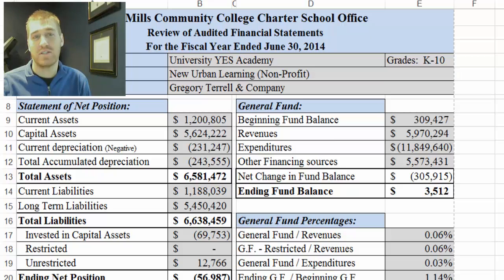So this sheet is a review of the audited financial statements. It essentially takes the audit that's 40, 50 pages and summarizes it into 4 or 5 pages. So I'm going to go through this, show where a couple of things are from, and then show you where it's all at on this sheet so we're all on the same page.